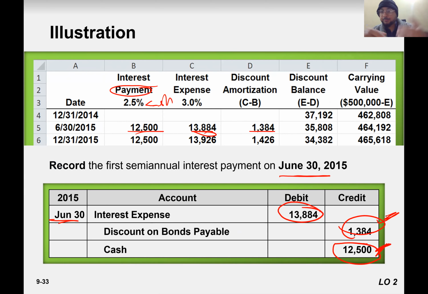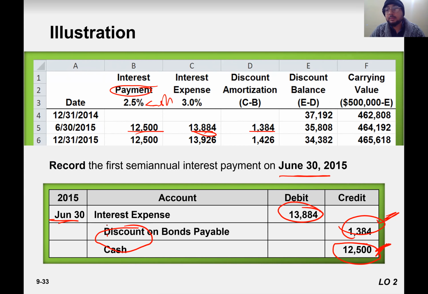So this is how it is, but the name is different. We are amortizing the discount. Increase in the value of discount means increase in expense. Decrease in the value of discount means decrease in expense. Increase in expense, debit; decrease in expense, credit. So that's why this is the entry here.